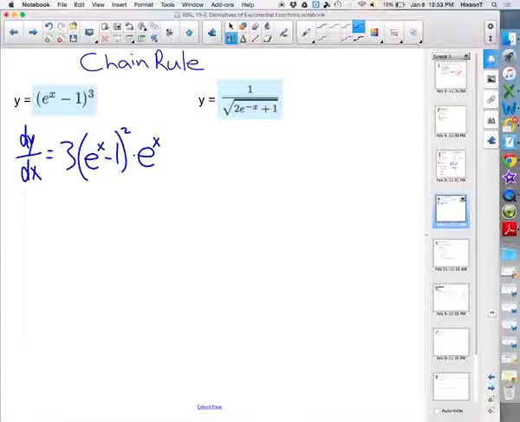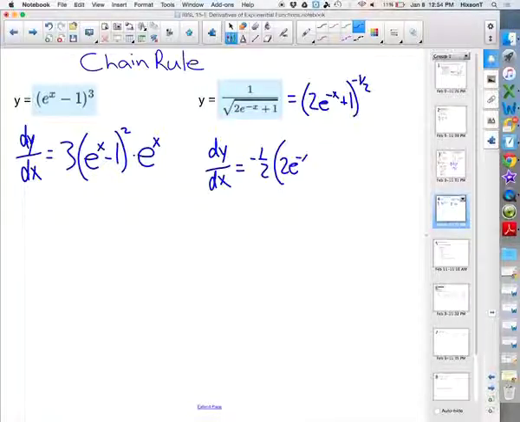Here it gets really interesting. Check this out. I would not use the quotient rule. I would make it 2e to the negative x plus 1, to the negative 1/2. Rather than using the quotient rule, since there's just a 1 in the numerator, that's what I would do. So then when I do dy dx, we have a negative 1/2 times 2e to the negative x plus 1 to the negative 3/2. There's the derivative of the outer function.